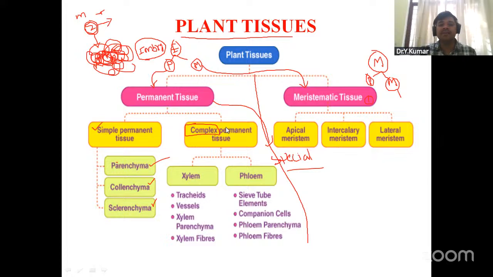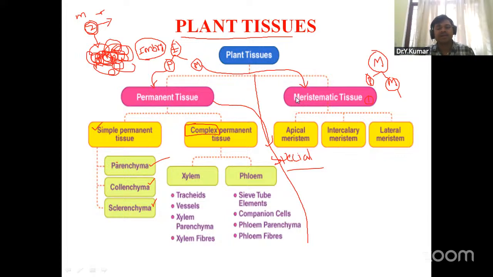Now let's see first meristematic tissue, after that permanent, right? The first, meristematic tissue, is very important for essay questions. Types of meristematic tissue. If in examination they ask the types of meristematic tissue, we simply write what is meristematic tissue, the definition. After that, the types.